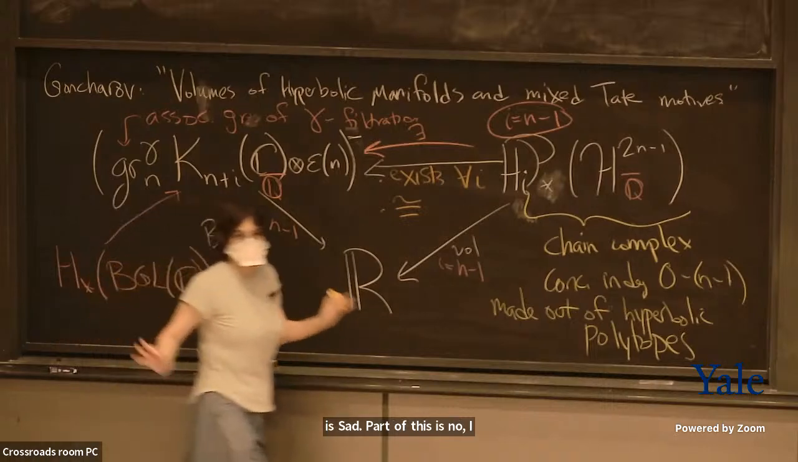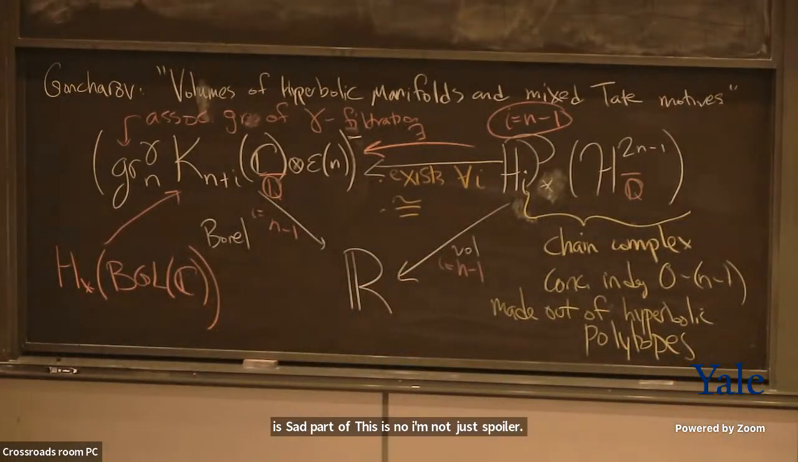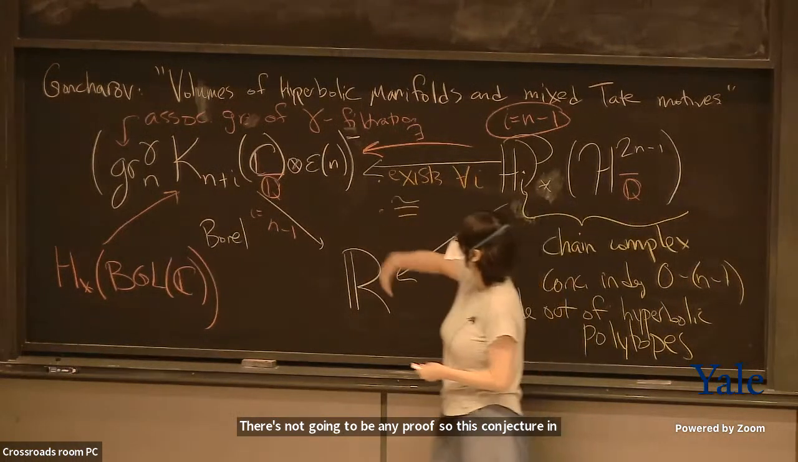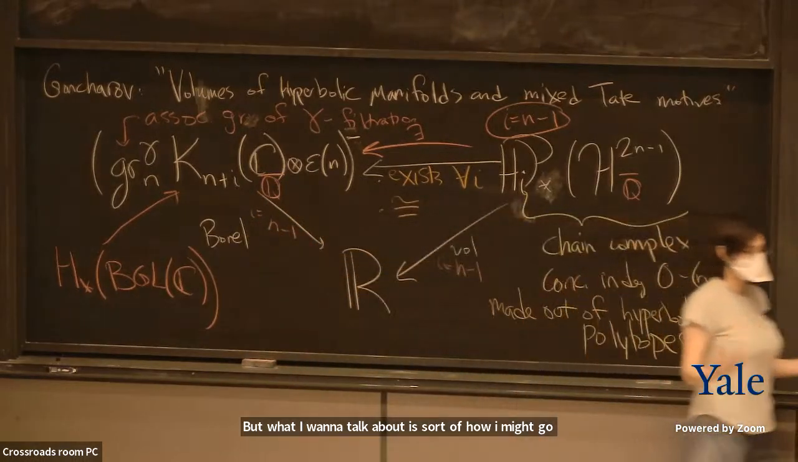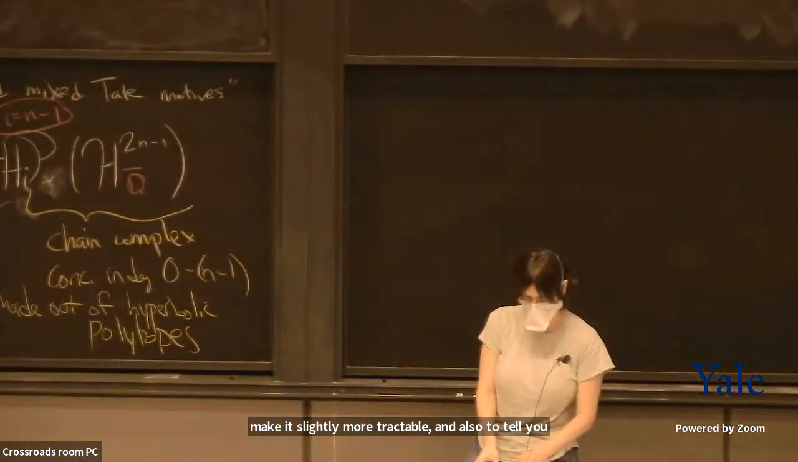I can't prove this conjecture. I'm not just spoiling, there's not going to be any proofs of this conjecture in this talk. But what I want to talk about is how I might go about changing this problem a little bit in order to make it slightly more tractable, and also to tell you what I can prove about it once the problem is changed.